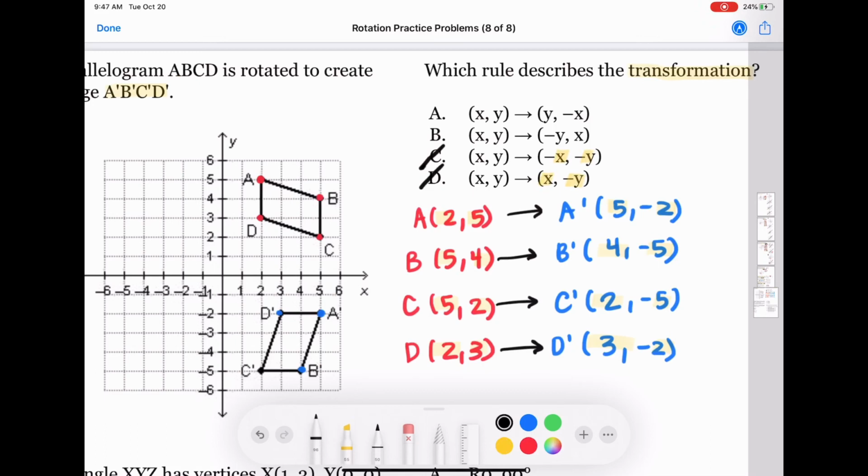So let's see. After we do a switch of the x and y coordinates, well, then we see that we have a negation of the x coordinate. Well, A tells us that we'll switch the x and y coordinates and have a negation of the x coordinate. While B tells us we'll have a switching of the x and y coordinate, but a negation of the y coordinate. We need switching of the x and y coordinate with a negation of the x coordinate, so A is our answer choice.